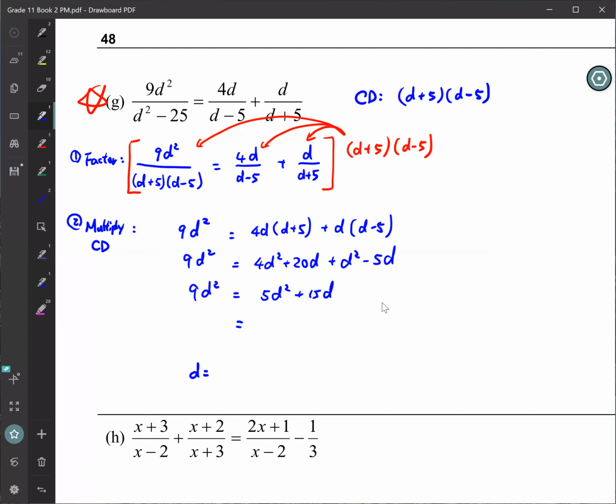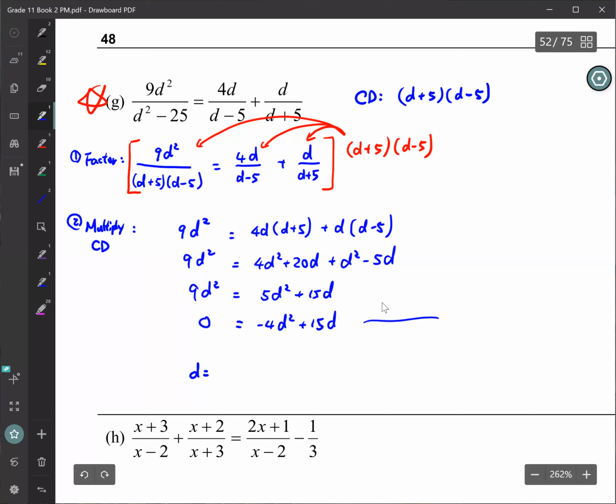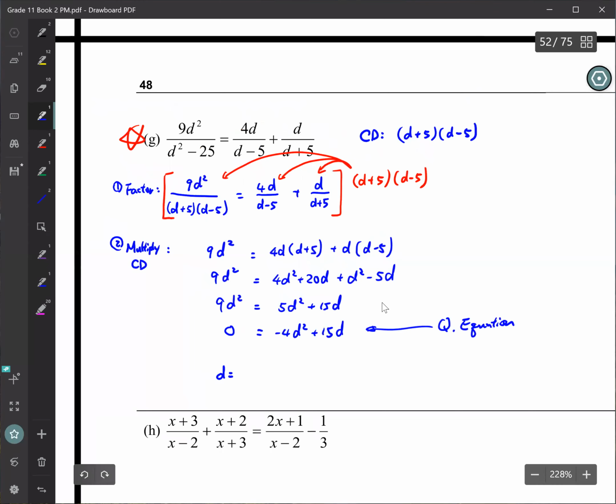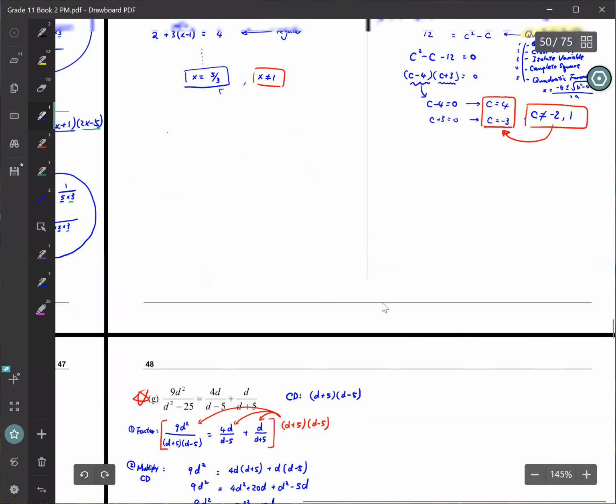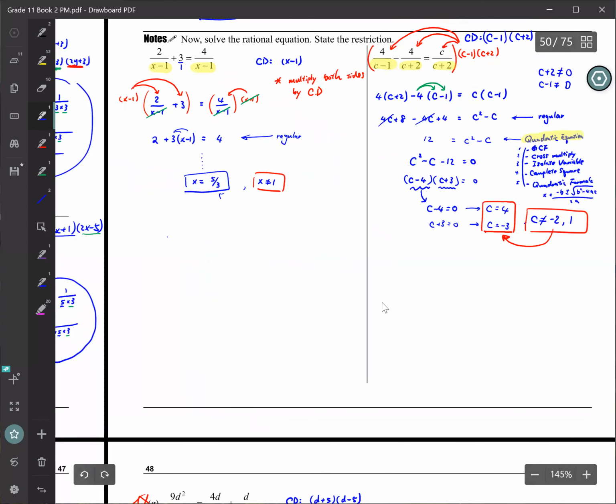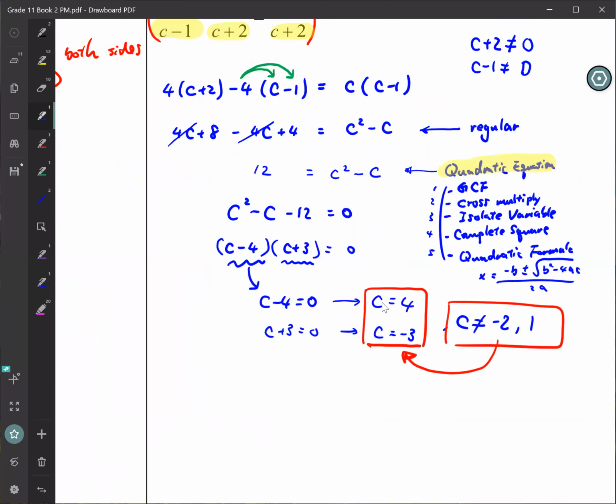What's on the left side then? 0. What's on the right side then? Negative 4d squared plus 15d. Once you get here, this is called a quadratic equation, because this equation has a square inside. Once you get there, go back to the notes on top. For quadratic equations, we have these 5 tools to help you solve.